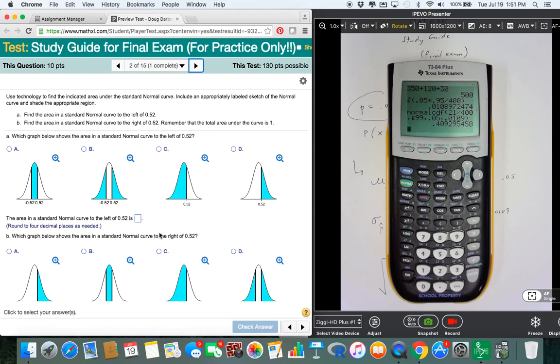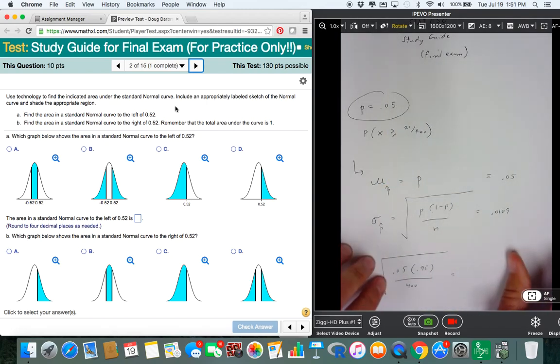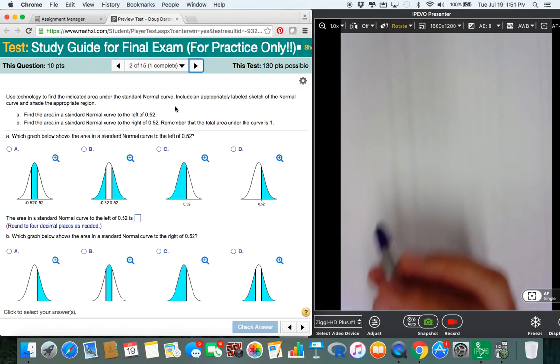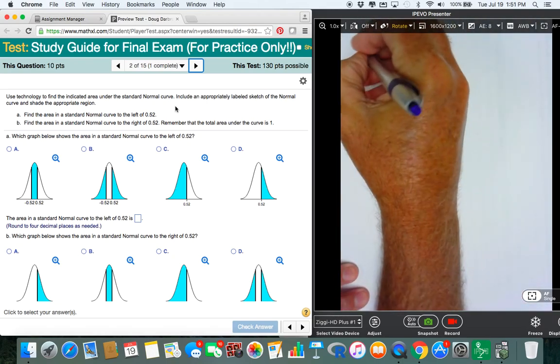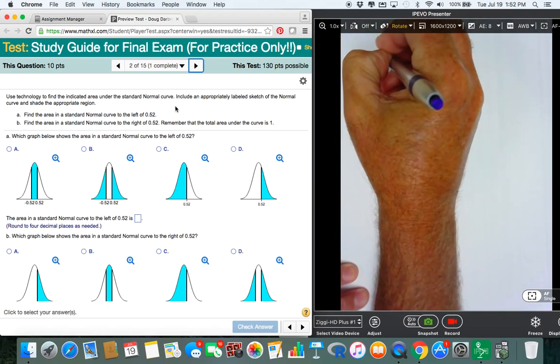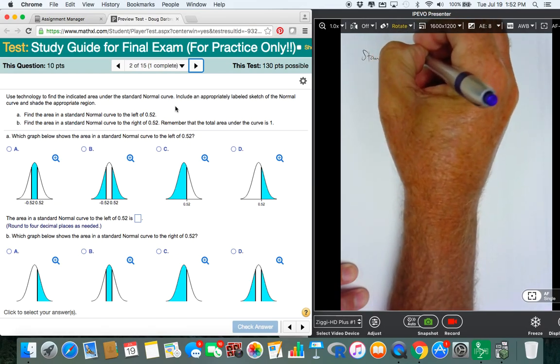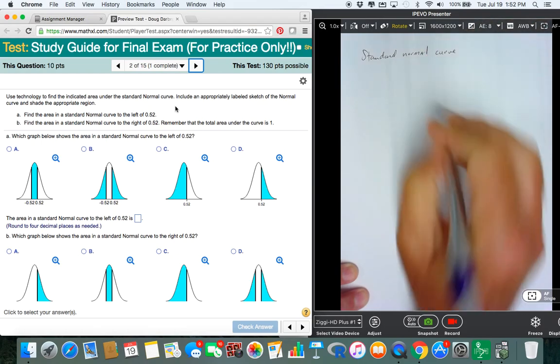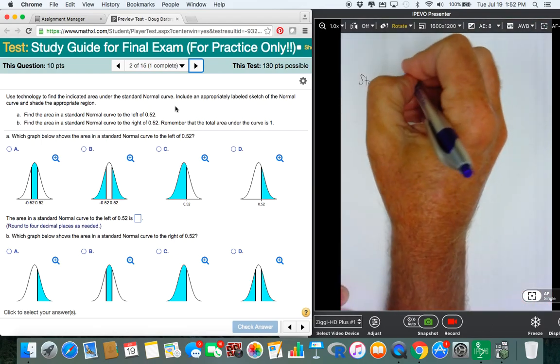Okay, problem number 2. Use technology to find the indicated area under the standard normal curve. Now, gang, when you see that key phrase right there, standard normal curve, what should you think?